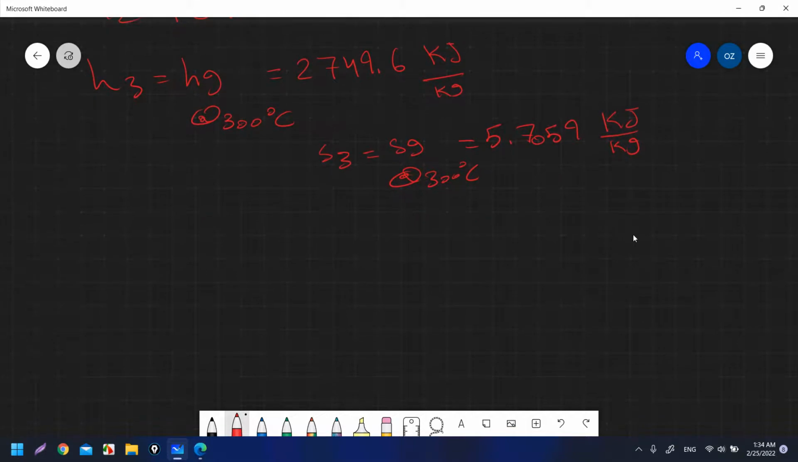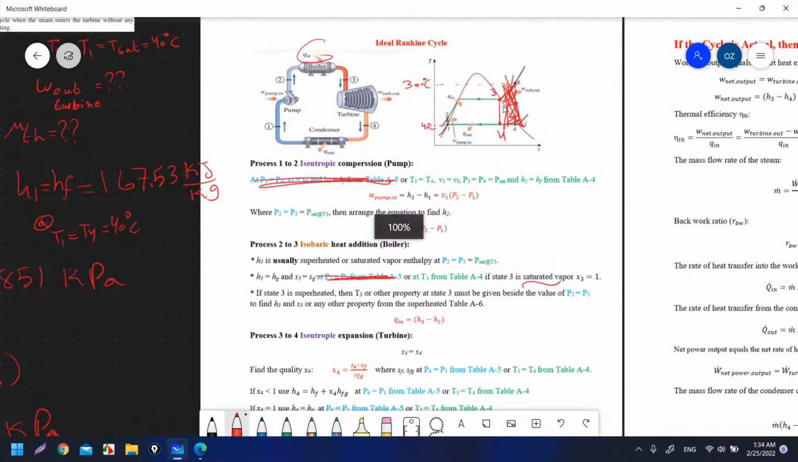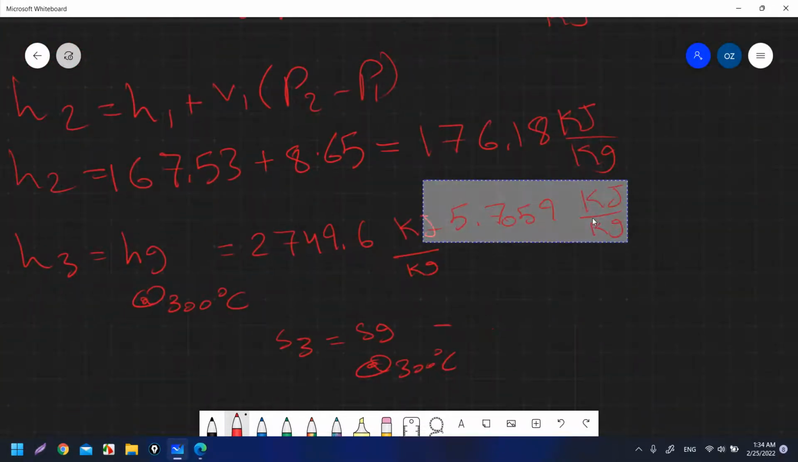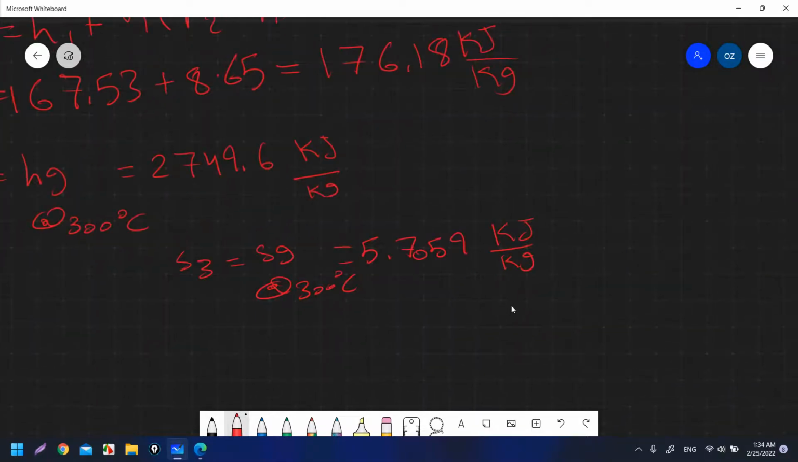Okay, now S3 is equal to S4 because it is isentropic expansion, right? The entropy is the same. S3 is equal to S4. So this one is also equal to S4.